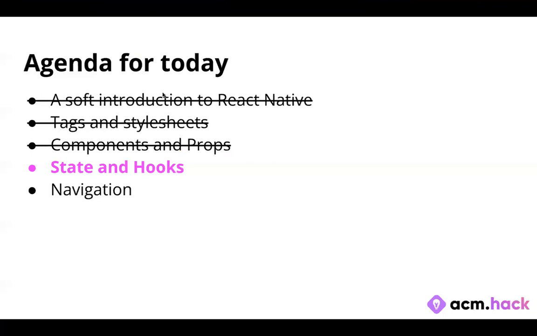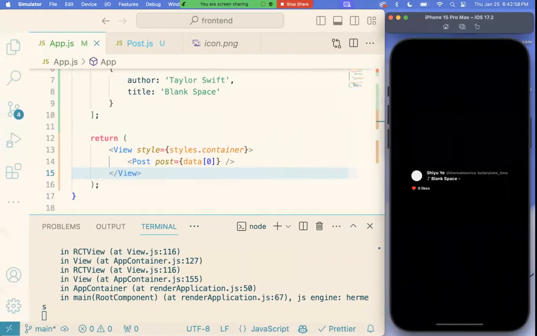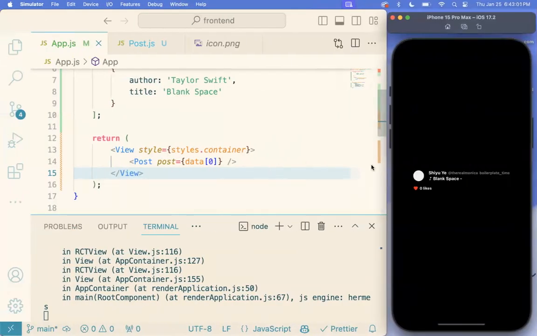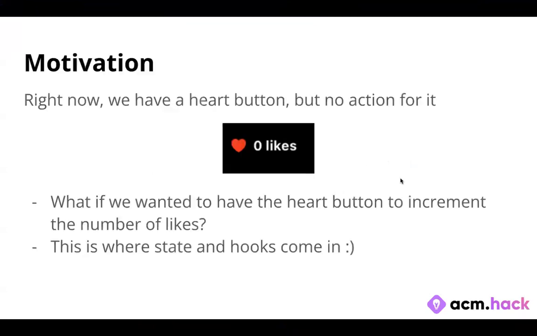Okay, guys. I'll be going over the rest of the workshop. So first, I'll be going into state and hooks. Our basic idea right now is, we did all the styling and all these other cool things, but our app isn't functional yet. There's nothing happening. So the idea is to make our app do something.